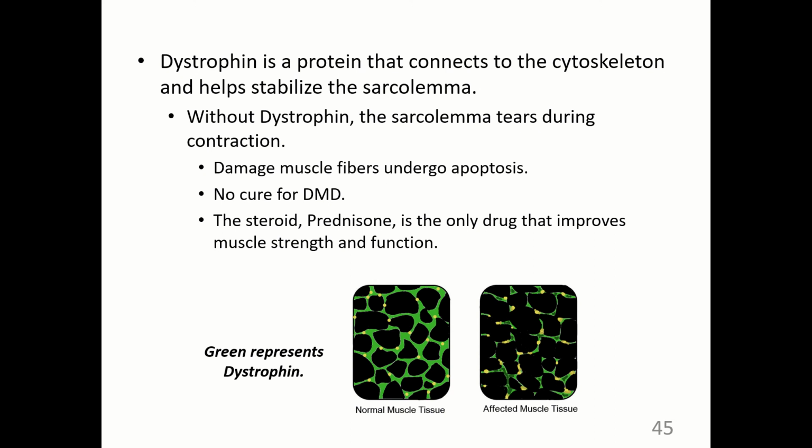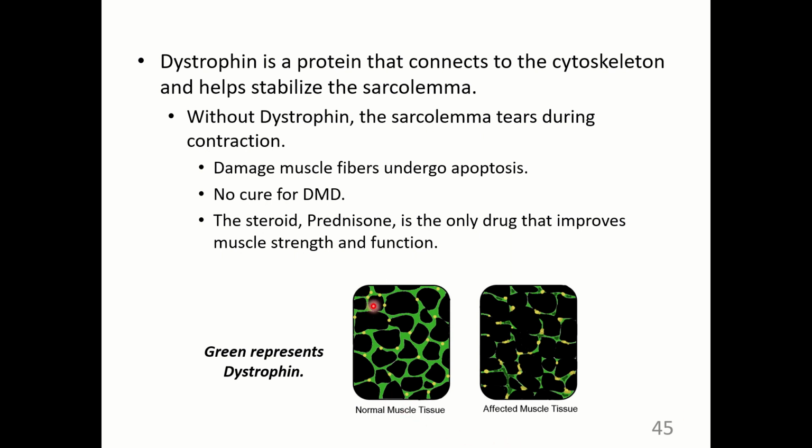Dystrophin is a protein that connects to the cytoskeleton of the muscle fiber and helps stabilize the sarcolemma. Without dystrophin, the sarcolemma tears during contraction. Damaged muscle fibers will undergo apoptosis, or programmed cell death, as a result of the damage. There is no cure for Duchenne muscular dystrophy. However, the steroid prednisone is the only drug that improves muscle strength and function.